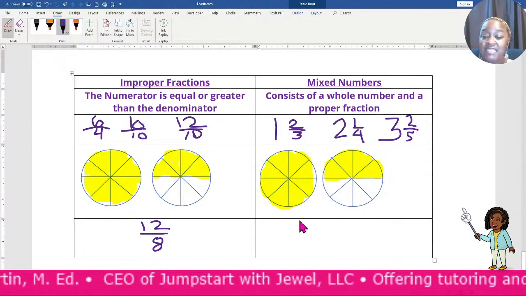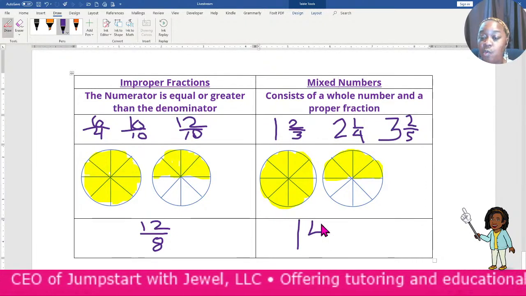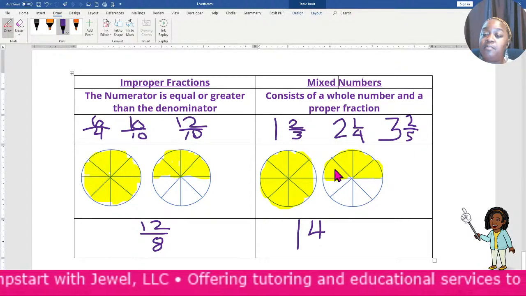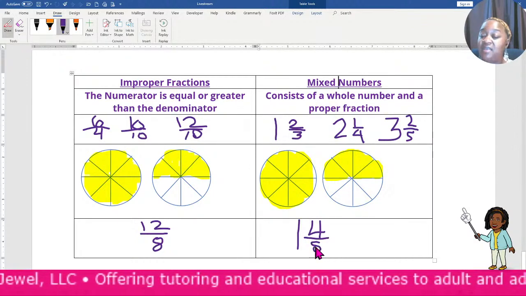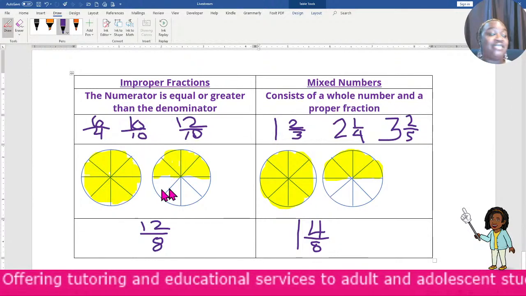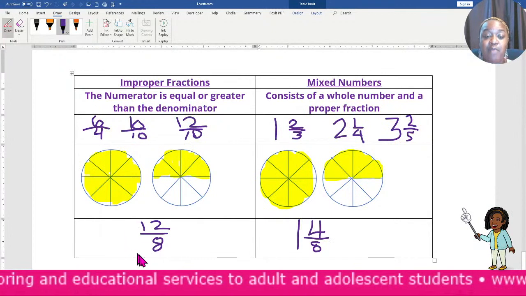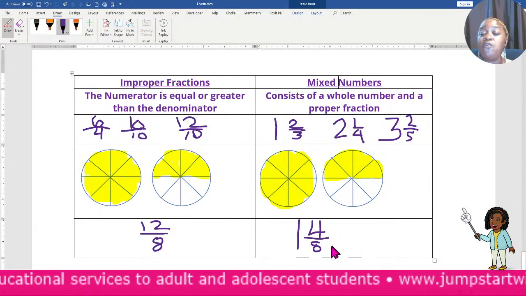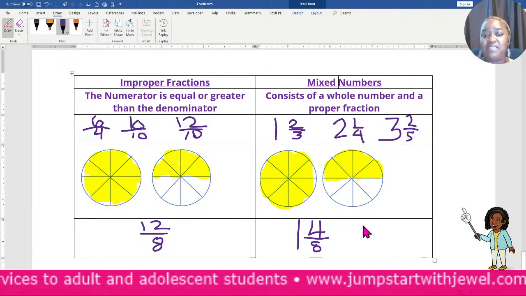If we were to write this as a mixed number, it would be 1 whole and 4 eighths. 4 would be the numerator because these four parts are shaded over 8. 8 again is still going to be the denominator because 8 is the total number of parts in each circle. So this is how you can have 2 fractions. This one is an improper fraction, 12 over 8. And then over here is 1 4/8. This is the mixed number.